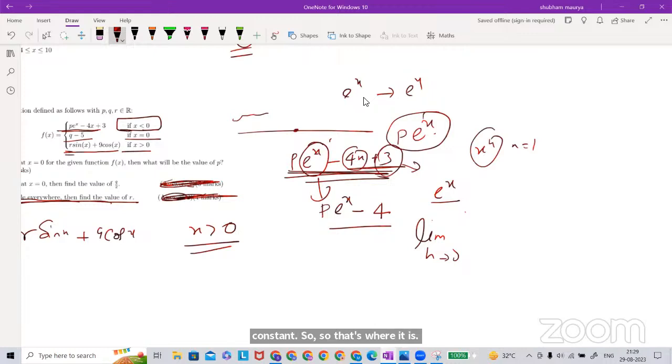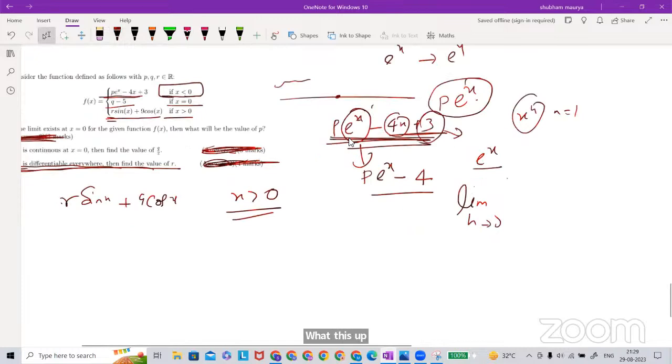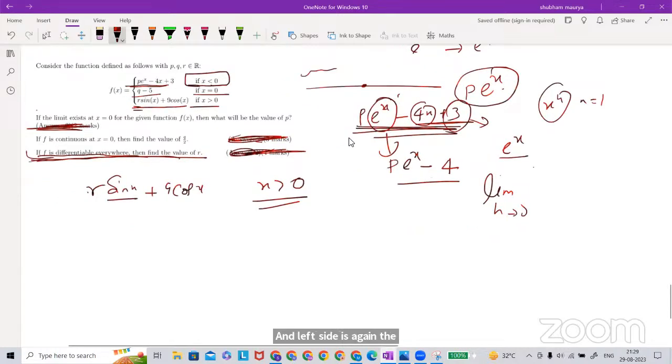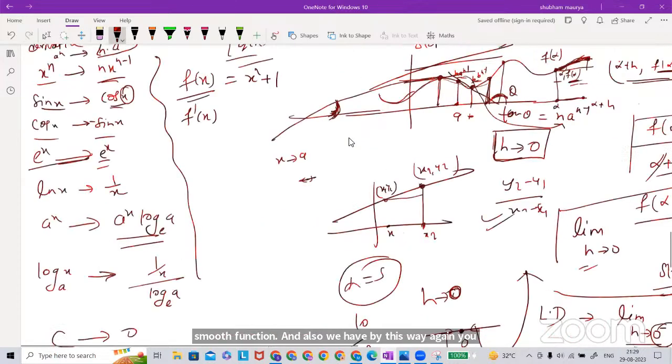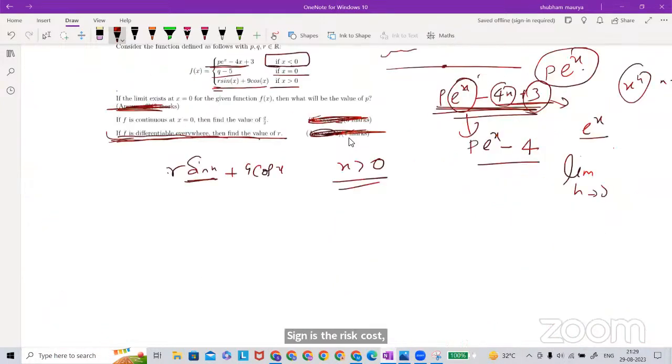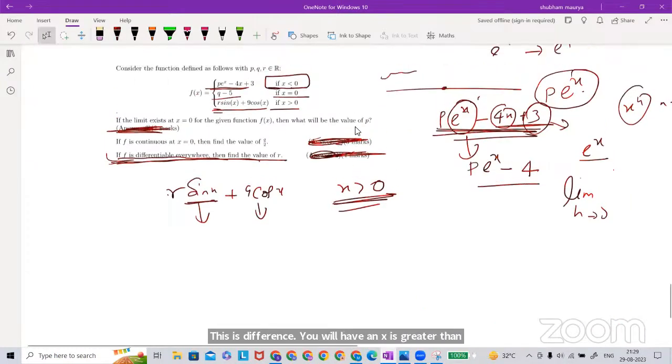Okay. Okay, sir. And the left side is again, the sine function is a very smooth function. And also by this way again you can check, here the derivative of sine is cos, cos is minus sine. So by this way you can say this is differentiable when x is greater than 0. But the problem is only at 0. So everywhere differentiable means we only have to check at 0.